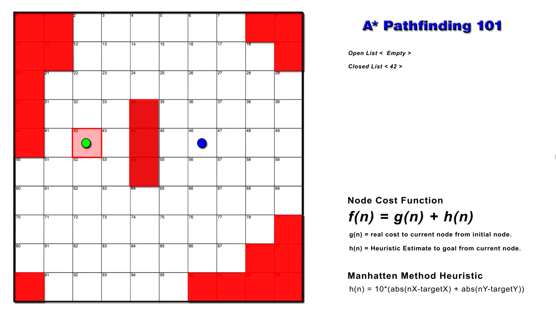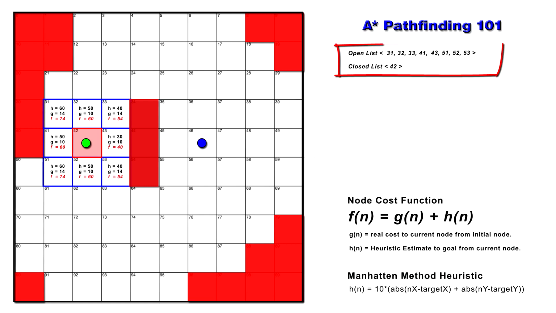So with node 42 added to the closed list, we now need to examine each of its 8 neighbors, calculate their H, G and F scores, and add them to the open list as well. As you can see, the open list now contains nodes 31, 32, 33, 41 and 43, and 51, 52 and 53. And in the grid diagram you can see the H, G and F scores that were calculated for each of these nodes.